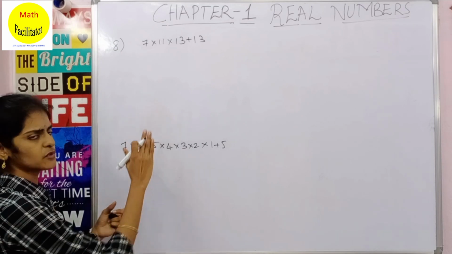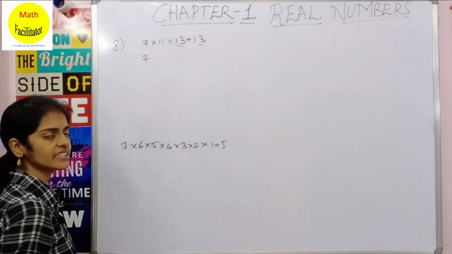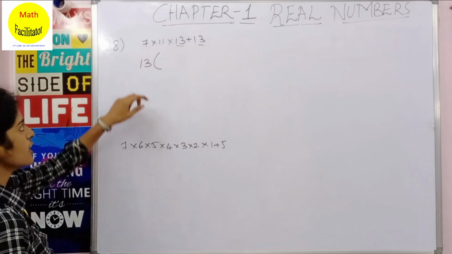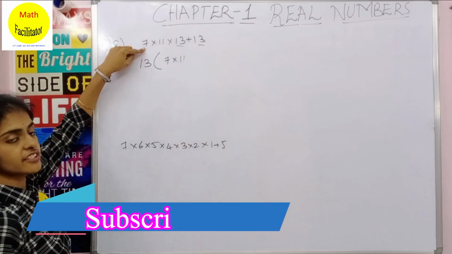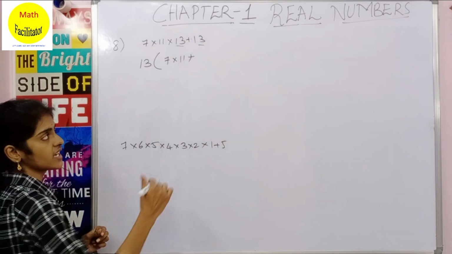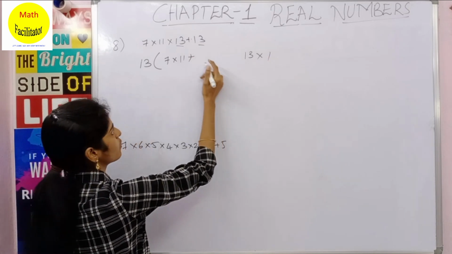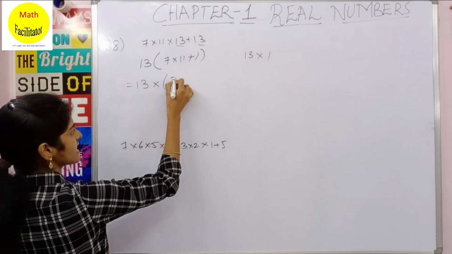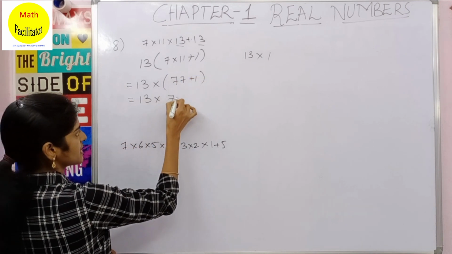So let us do one problem, you'll understand. Now from this number, you can see that there is 13 and 13 in these two terms. So taking 13 common, what do you have? If you take 13 common, you are left with 7 into 11 in this term. Plus, if you take 13 common in this, what is left? 13 is nothing but 13 into 1, so you are left with 1. So this is nothing but 13 into 7 into 11 is 77, plus 1.